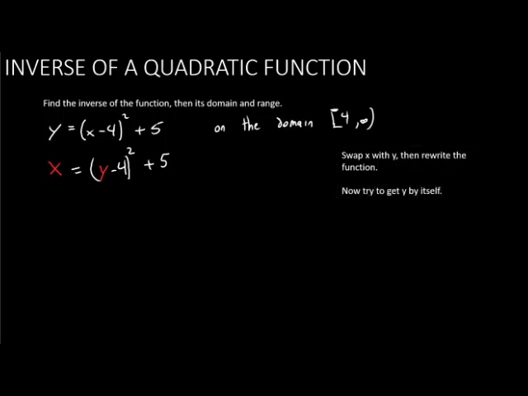If our goal is to get y by itself, we're going to have to first move the plus 5 that's on the outside. We'll now say minus 5 on both sides. If we do so, the left will now be x minus 5, and the right will be (y minus 4) to the second power. Now we're going to have to remove that second power, and the opposite of second power is the square root.